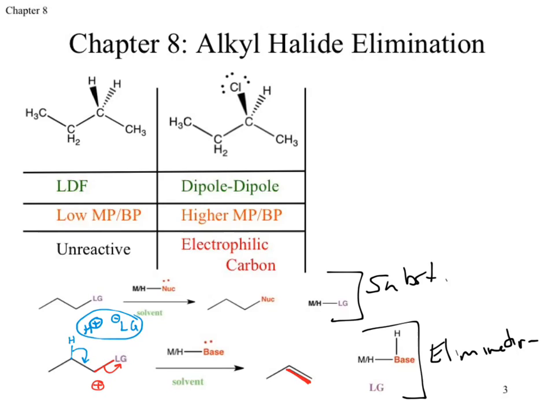So substitution, what are you looking for? A change of groups. Remember that change of groups does not have to be a single atom. It could be a massive structure. But what you're looking for is just the change in connectivity between carbon and some other species. When we move to the elimination reaction, what are we looking for? Formation of that pi bond. Okay?